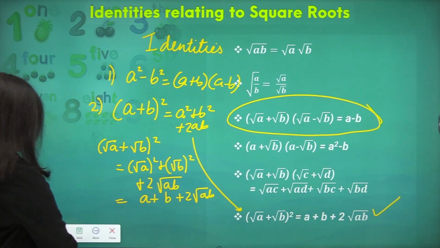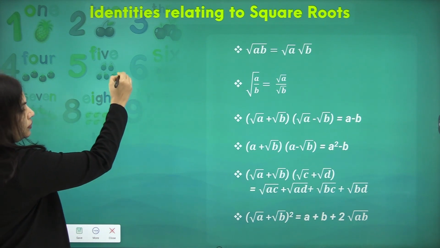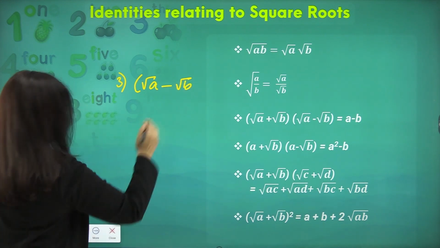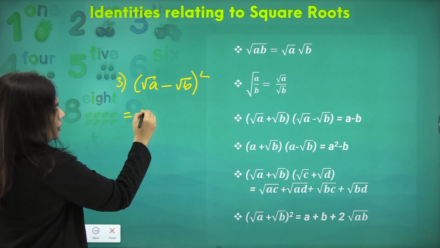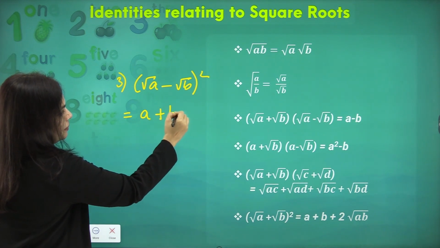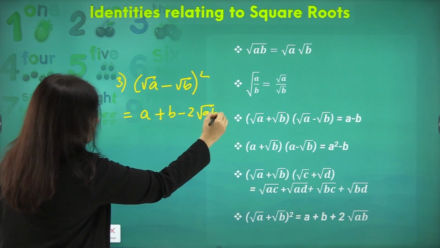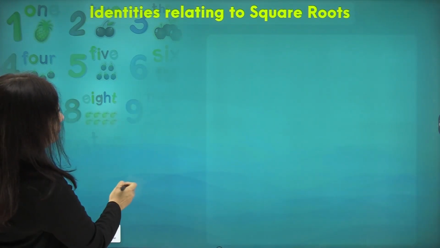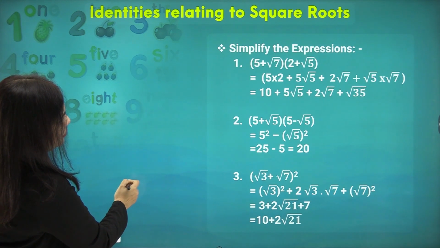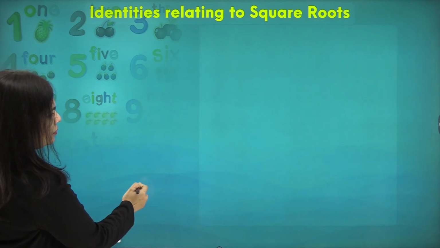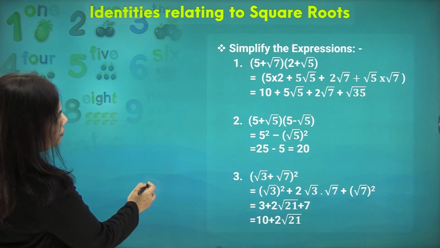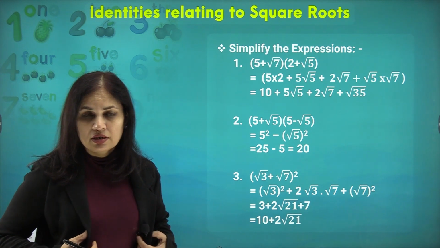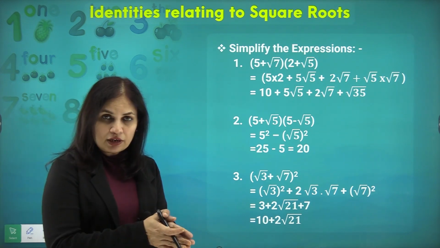The third identity: root A minus root B whole square will be A plus B minus 2 root AB. Let me show it in the next slide. If I have to apply the identity, I will apply it to simplify my calculation.